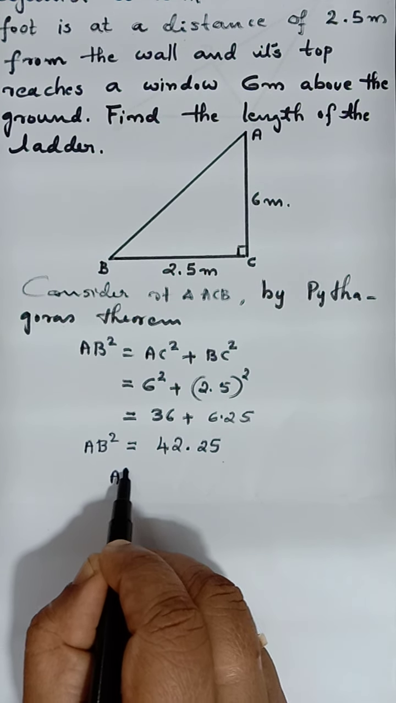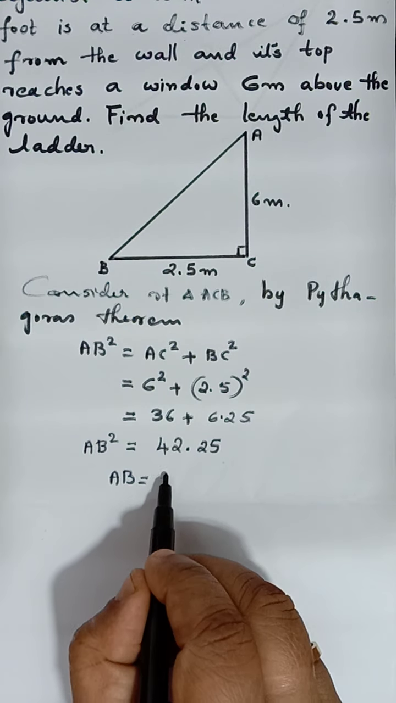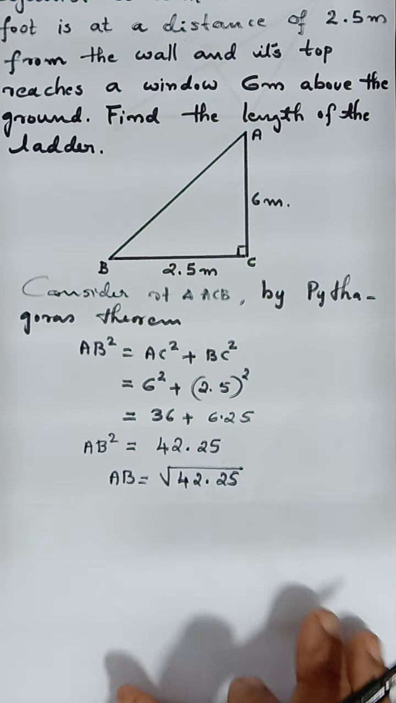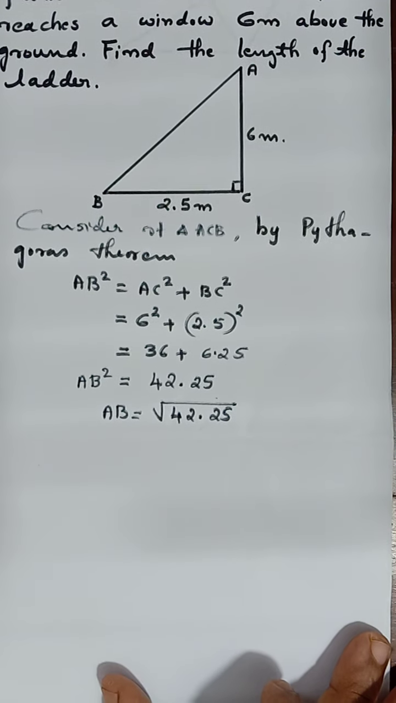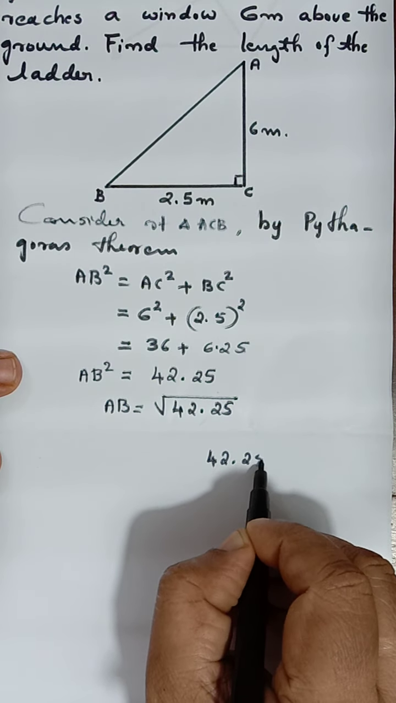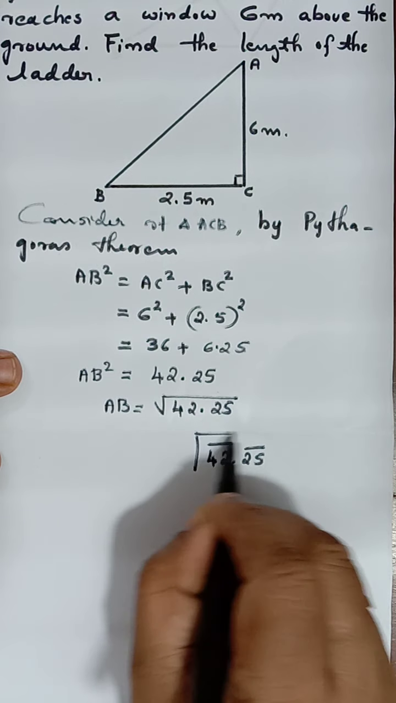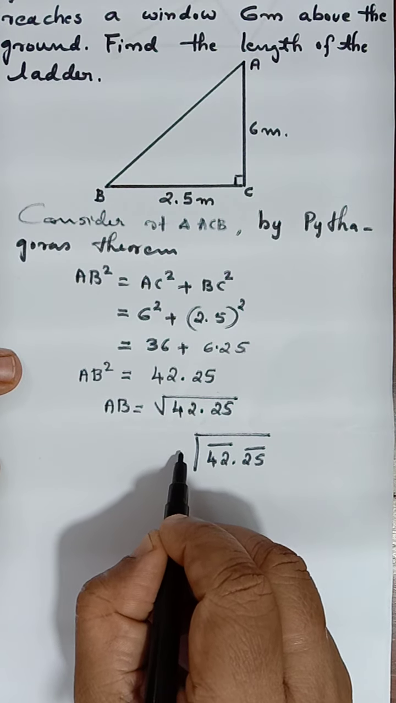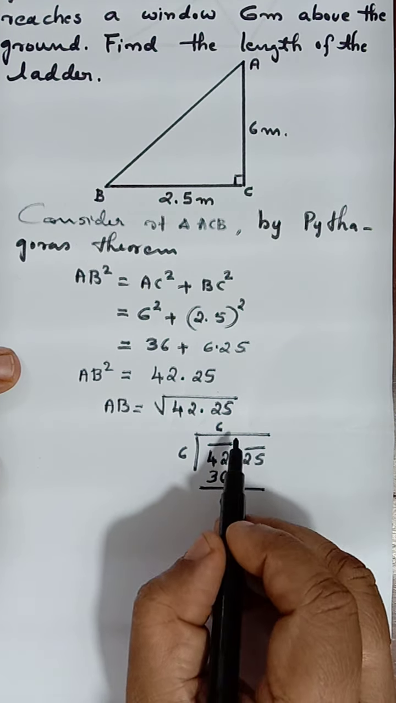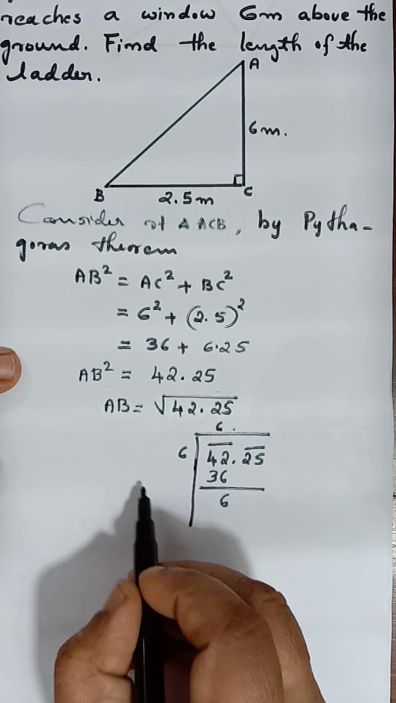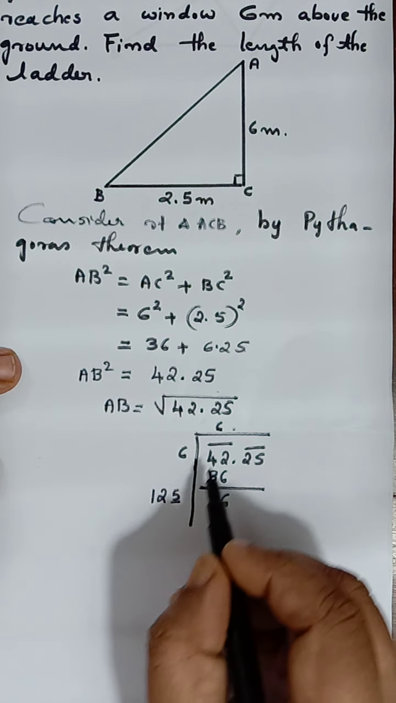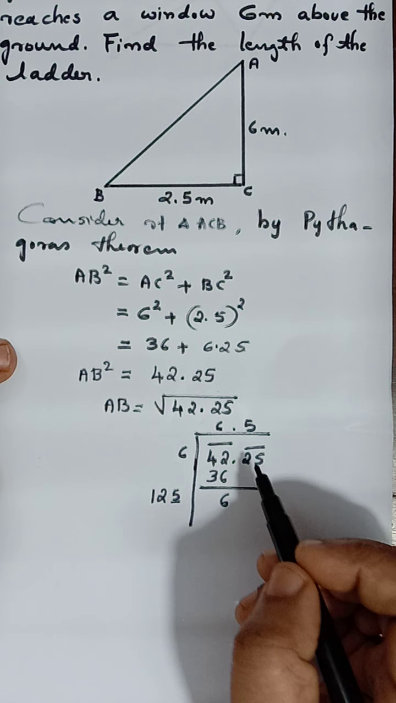So what is our AB equal to? We have to find the square root of 42.25. Hope everybody knows how to find the square root using the division method. Here I will show you. 42.25, you have to group it like this, then divide it. Which number? 6 6s are 36. When you subtract, you will be getting 6. Give the decimal. 6 double is 12. Choose the number. I hope 5 will be suitable. With the decimal we are giving 5 5s.